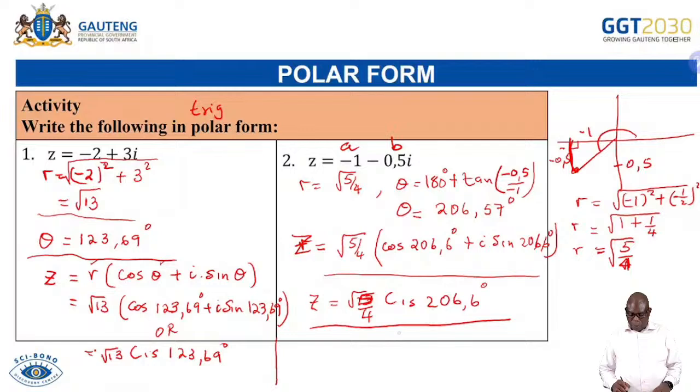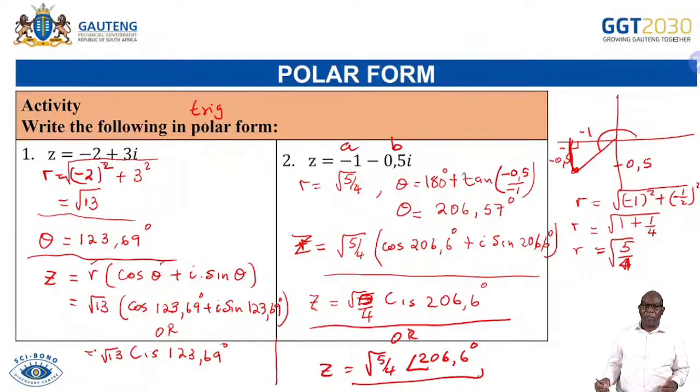Or if I don't want it in that form, I can write z equals square root of 5 over 4, and put the angle here. So those are the three forms. But sometimes they might say they want it in this form, or in that form. So please check your questions.